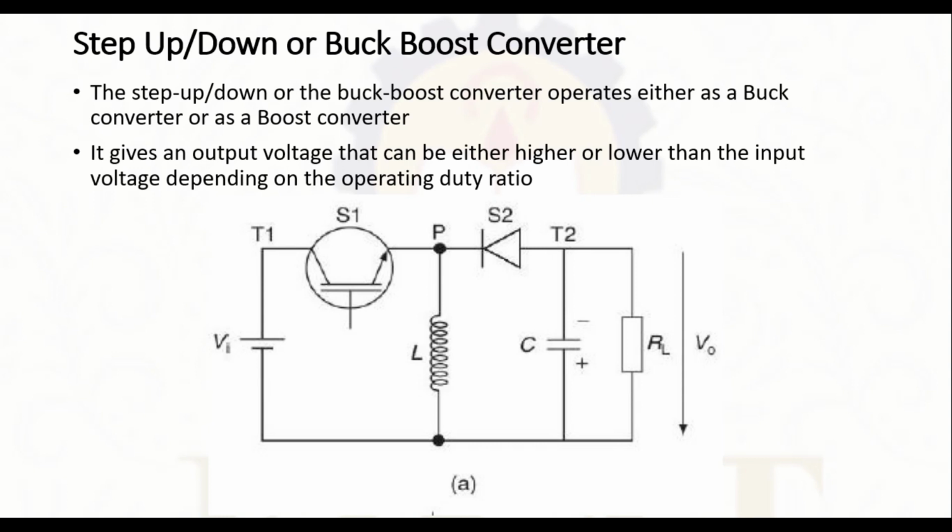So the input and output are DC. Please keep it in mind that the input and output are DC. The figure shows the circuit diagram for a buck boost converter. It consists of two switches S1 and S2, which are the power semiconductor switches, and an inductor L, capacitor C, and then the load.